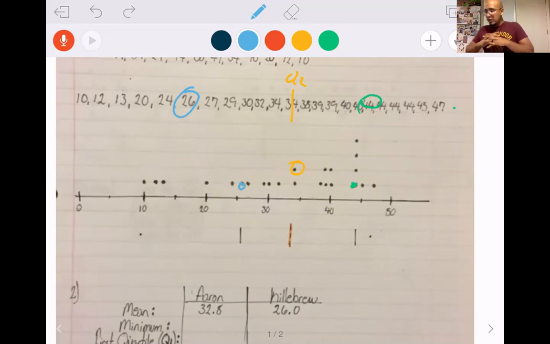And so, yes, they're the exact same number of points in between each of those sections.